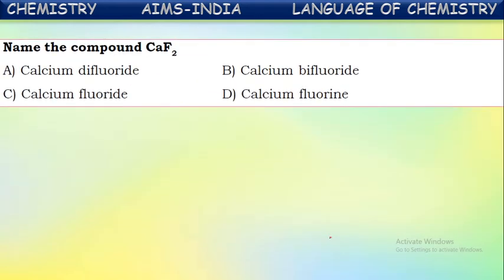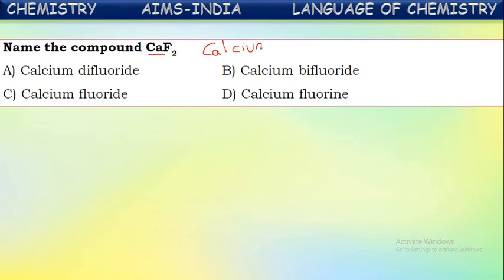Next, name the compound CaF2. How to name the compound? It is a binary compound, a type 1 binary compound. A metallic ion and a non-metallic ion are present. If a compound is given like this, first we write the cation name. Here Ca is from the element calcium. So first we write calcium.